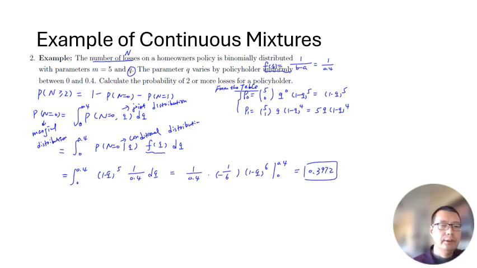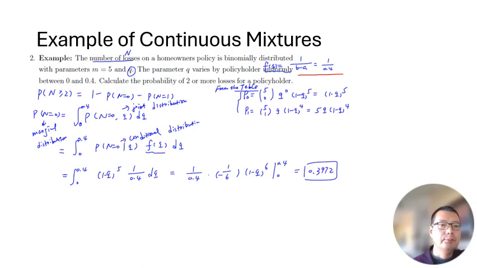So from this, first we look at the q varying by policyholder uniformly. It tells us it is a uniform distribution where the PDF is equal to 1 over b minus a, and this is 1 over 0.4. Then second, we are looking at the probability of 2 or more losses for a policyholder.